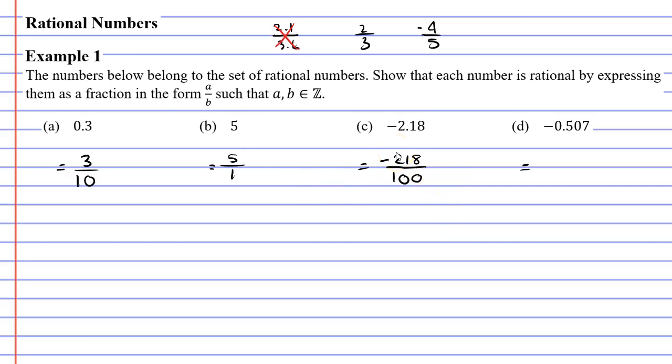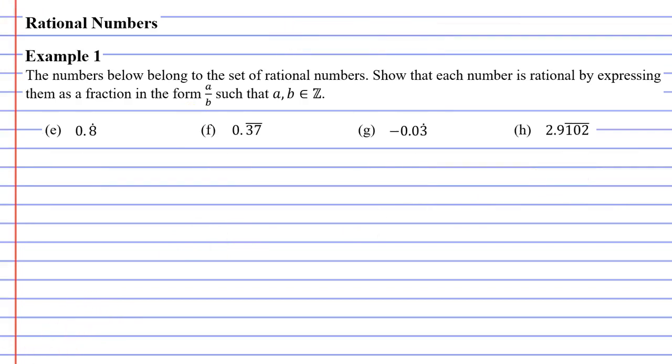Now moving on to question D, we've got 0.507, we're going to write that as a whole number, 507, putting the negative out the front. Then for our denominator, we have 3 digits after the decimal point. Our denominator needs to have 3 zeros as well, giving us 1000. So we'll now move on to question E on the next slide.